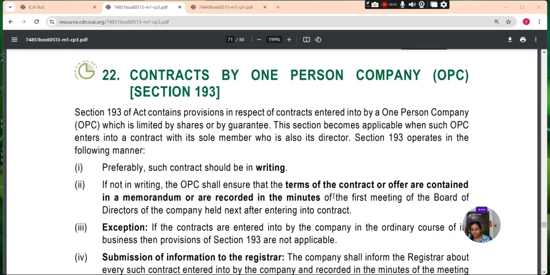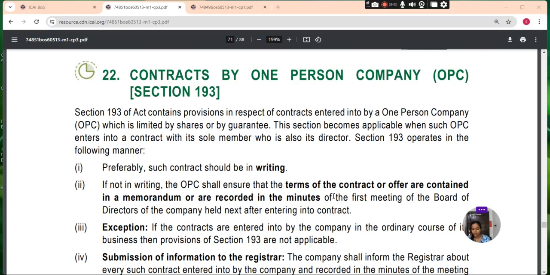Then आता है हमारा contract by one person company, Section 193. Section 193 of the Act contains the provisions in respect of contracts entered into by the one person company which is limited by shares or by guarantee. This section becomes applicable when such an OPC enters into a contract with its sole member who is also a director. Section 193 operates in the following manner.